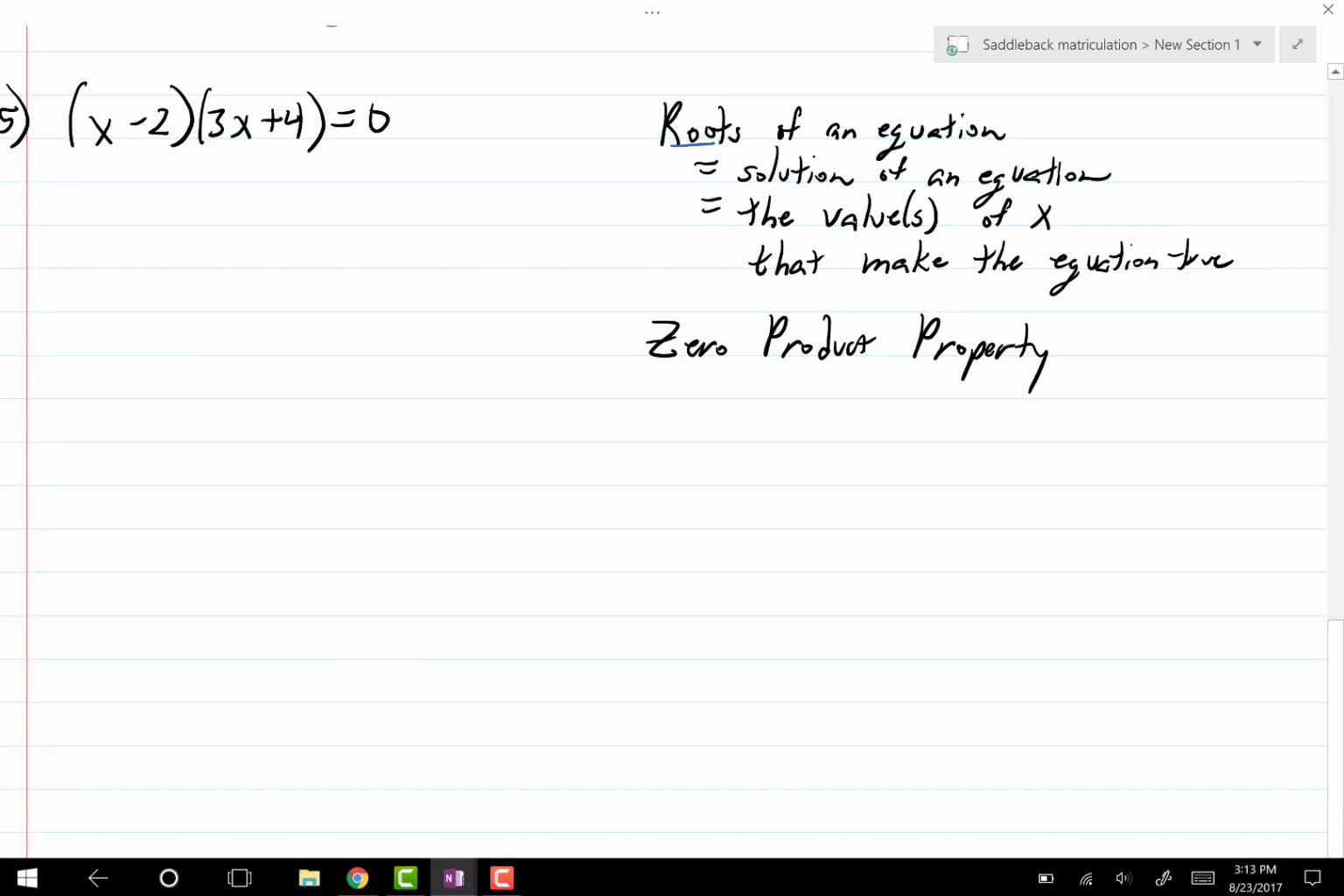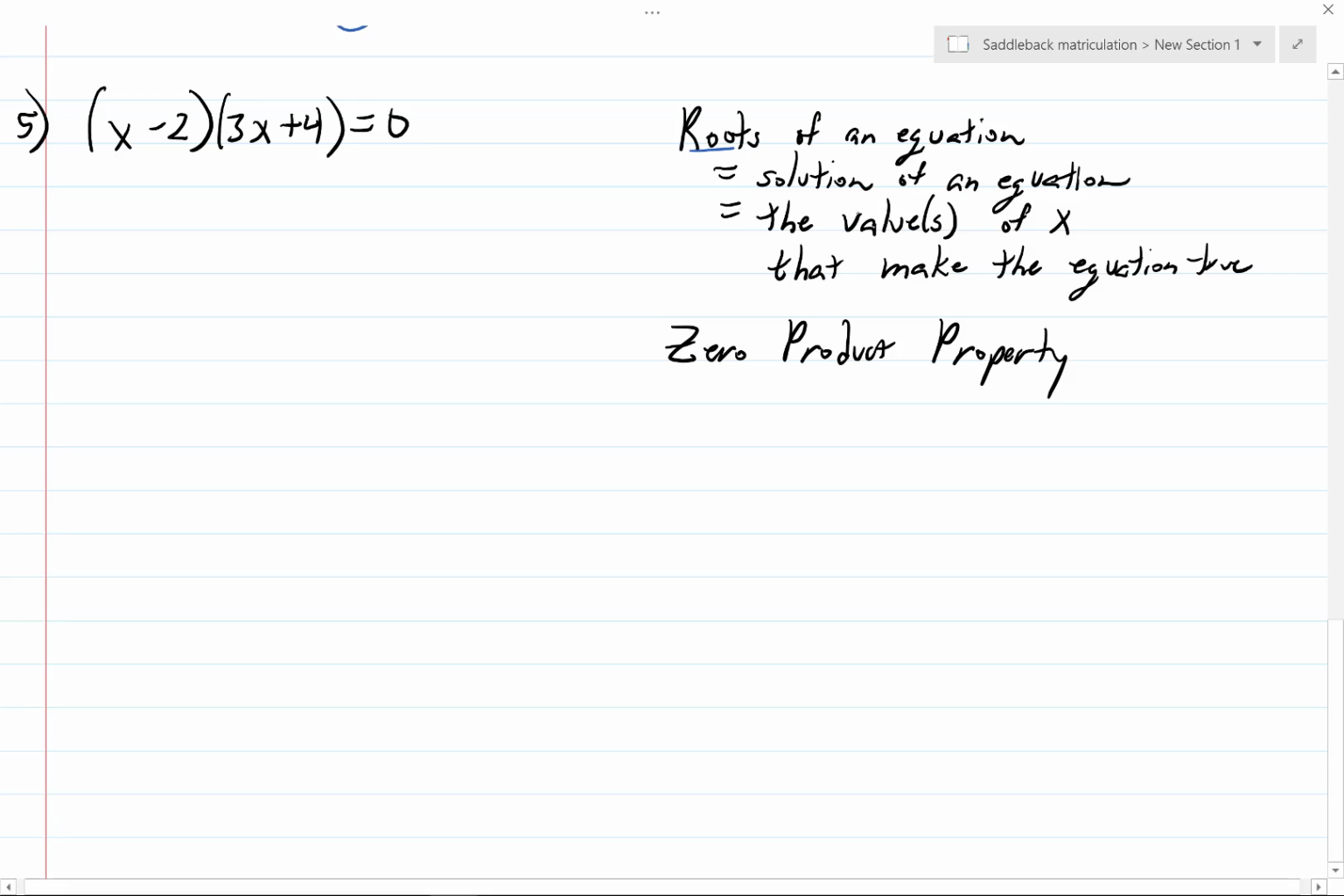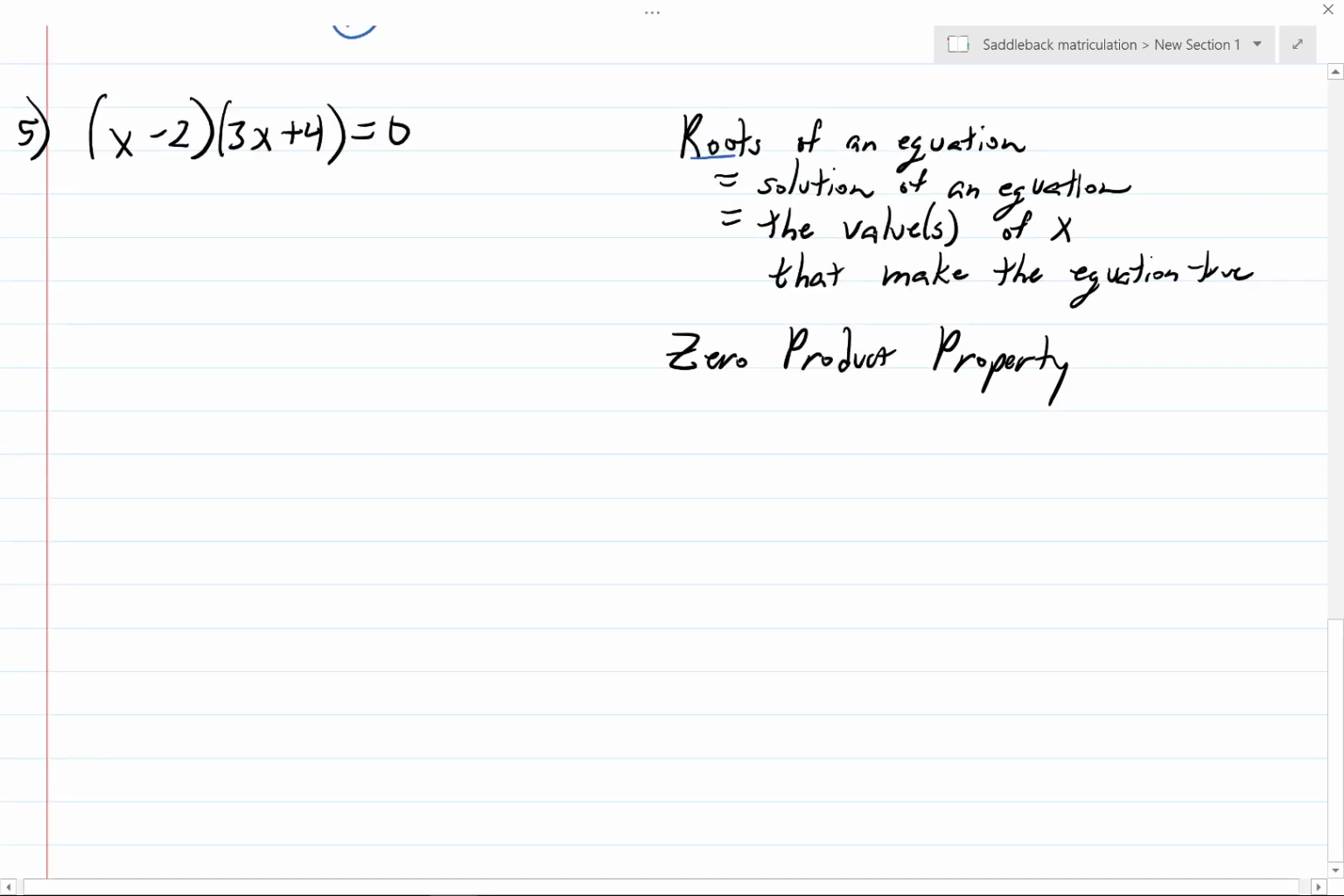Okay, so they want the roots of this equation, which are basically the solutions of the equation, the value of x that'll make the equation true. We're going to use our zero product property to do it, and that's the idea that if something times something equals 0, then one of these factors must equal 0. There's no way to multiply to make 0 unless either one of those factors equals 0. So this problem will break down into two smaller problems: either x minus 2 equals 0 or 3x plus 4 equals 0. And then you just solve each one of those.